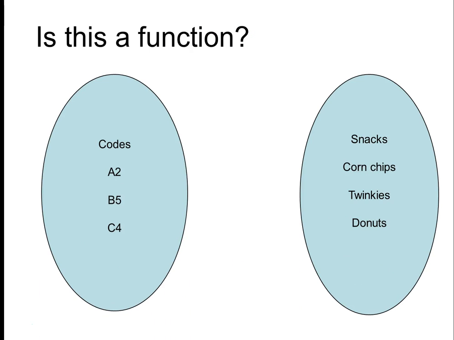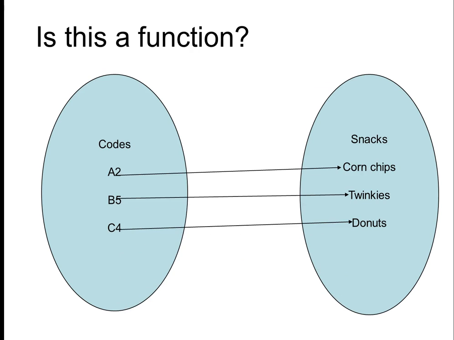Here's a map of a function. There's our relationships. Our input is A2, B5, C4. Our output is corn chips, Twinkies, and donuts. Is it a function? Yes, because if I press A2, only one treat comes out. If I press B5, only one treat comes out. Remember the snack machine. This is actually a special one called a one-to-one relationship. It's a one-to-one function.